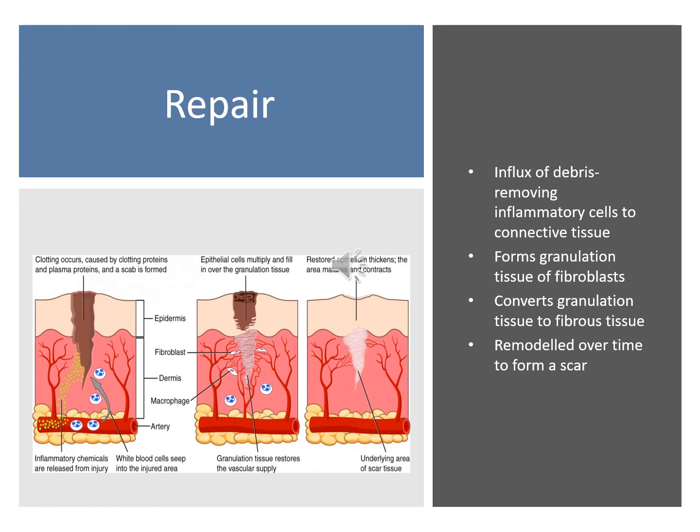With our overall repair, we get this influx of debris-removing inflammatory cells, getting rid of anything that shouldn't be there, any pathogens that have gotten in due to the injury. And they get to the connective tissue. That then forms granulation tissue, with fibroblasts converting it to granulation tissue, which goes then to fibrous tissue. And then, if all goes well, it's remodeled over time to form a scar. Again, have a look at the image there yourself. Pause the recording if you want to have a look at that process in more detail.